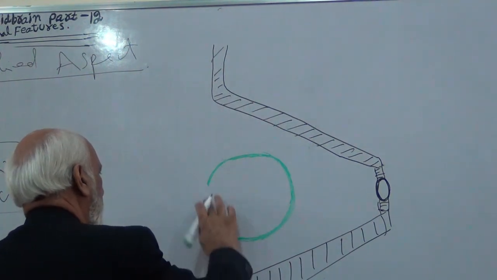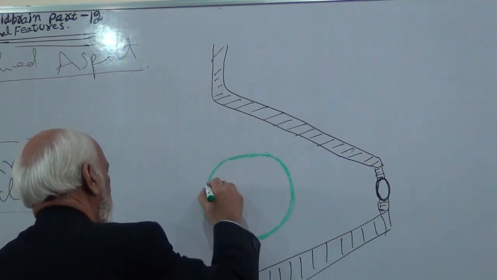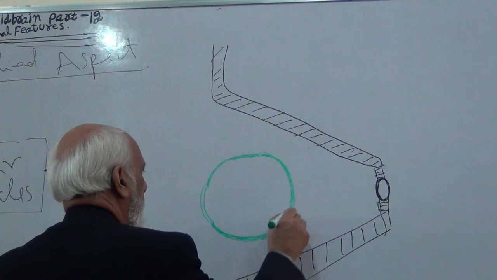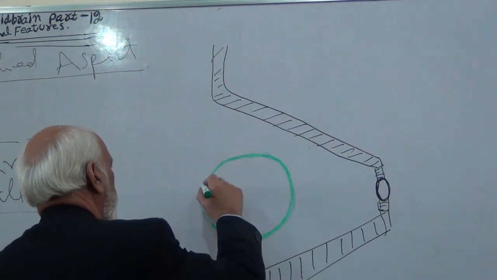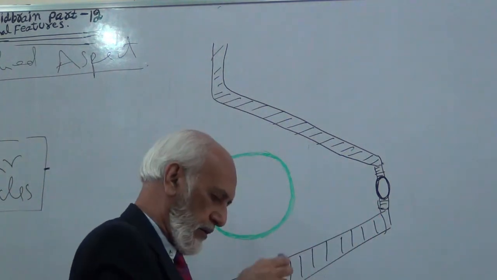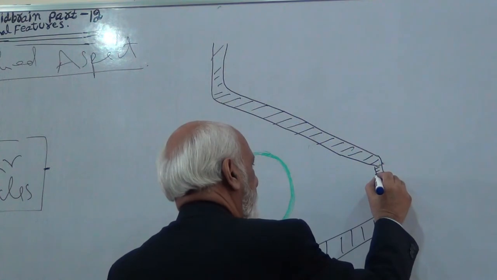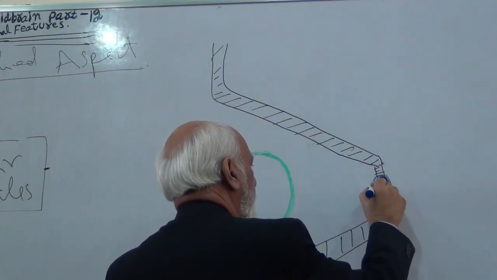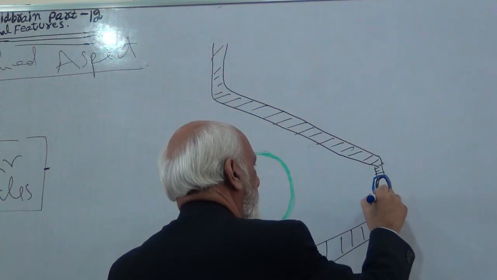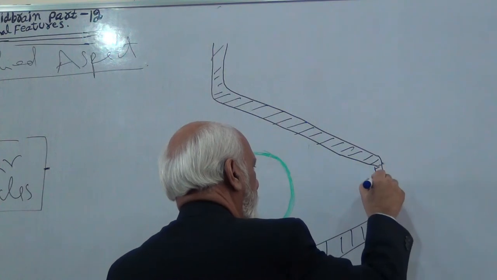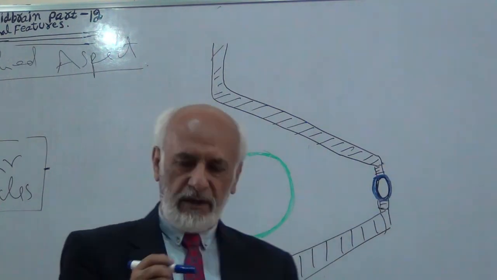Eyeball. In front is the transparent cornea, then sclera. Now it is an optic canal. Here there is a tendon, circular tendon, attached to the bones of the orbit. Around the optic canal and small part of the superior orbital fissure, a tendinous ring.